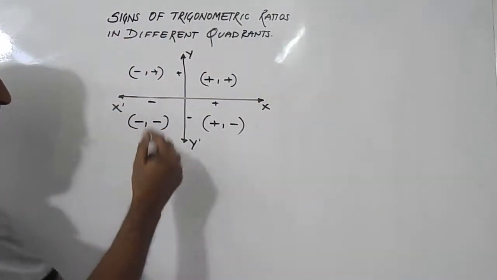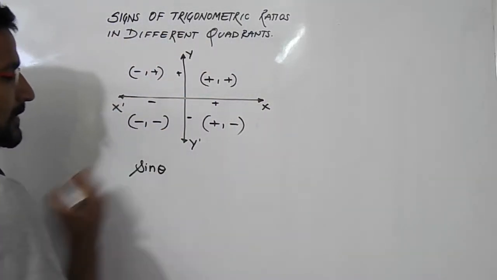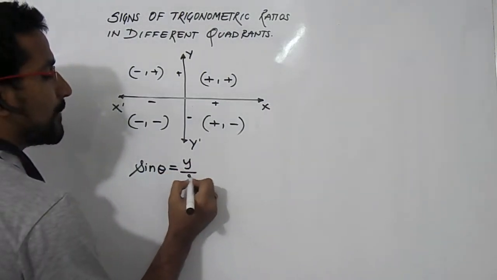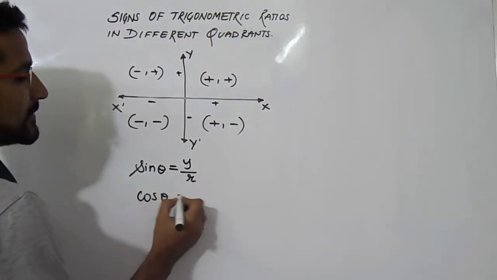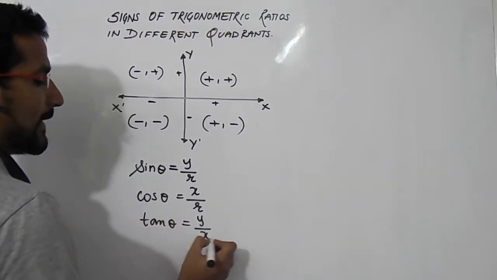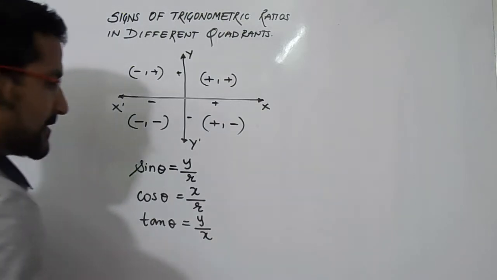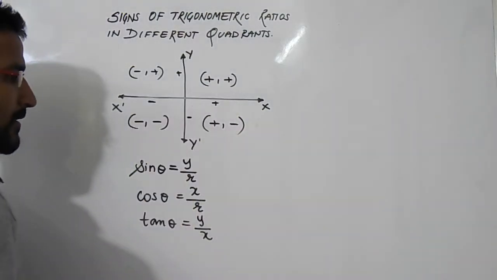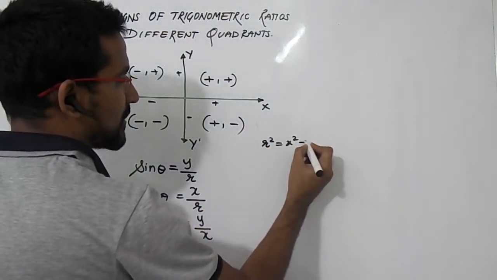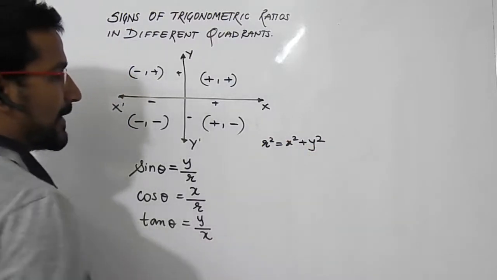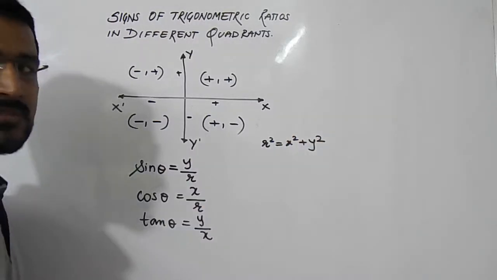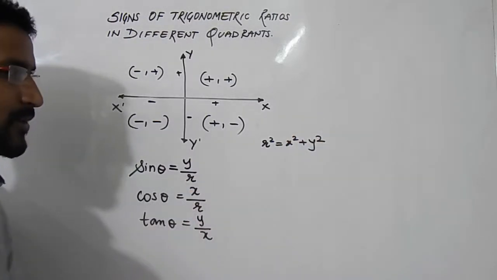Now first we'll see the sine function, that is the sine ratio. Sin theta is equal to y by r, cos theta is equal to x by r, and tan theta is equal to y by x. We have already seen this in the last session. Now, r will always be positive because we have already seen that r square is x square plus y square. Even if x and y are negative or positive, the sum of the squares will always give a positive value. So r is always positive.